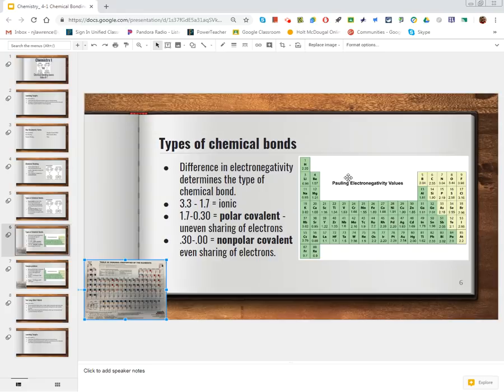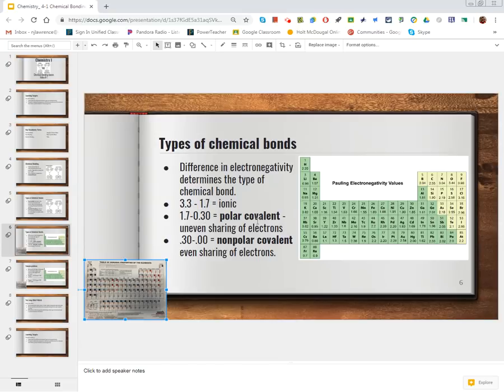When we want to determine what type of bond is being formed between two atoms, all we do is subtract, or just look at the difference between those two atoms' electronegativity. If the difference between those atoms' electronegativity falls in the range of 3.3 to 1.7, we're going to call that an ionic bond, and therefore that'll be called a chemical compound. If their difference falls between the 1.7 to 0.30 range, we're going to call that a polar covalent bond, which therefore means that chemical would be called a molecule.